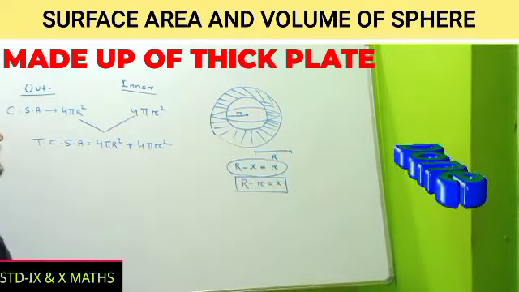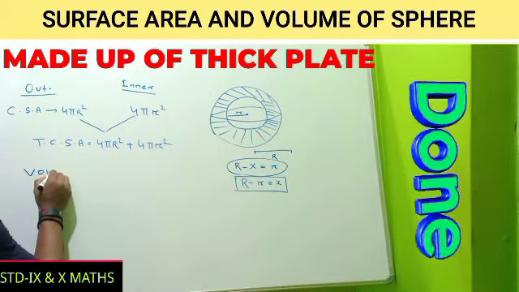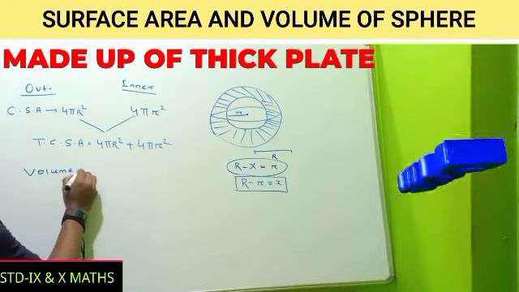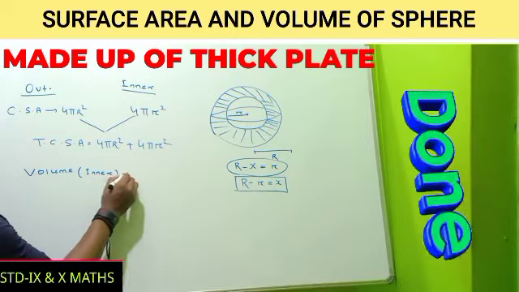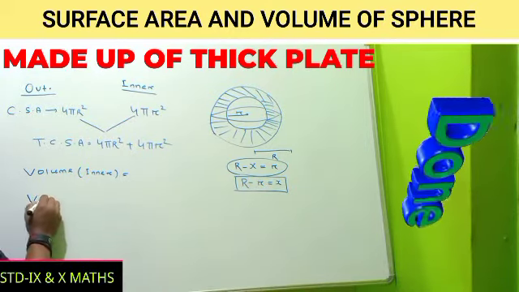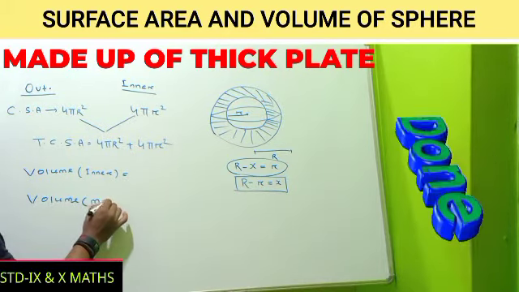Okay, and another one is volume. Everyone see, here two types of volumes are found. Here is one volume, the volume of the inner space. Another one is the volume of the material.